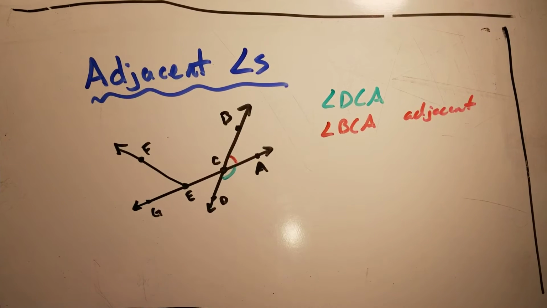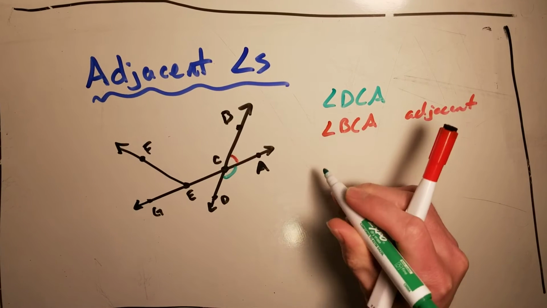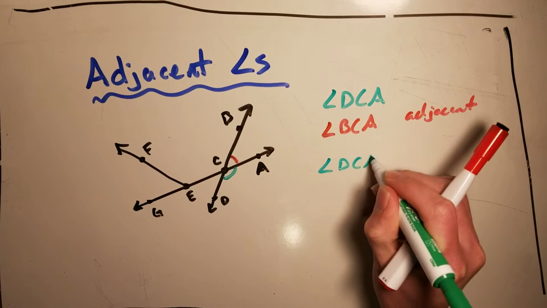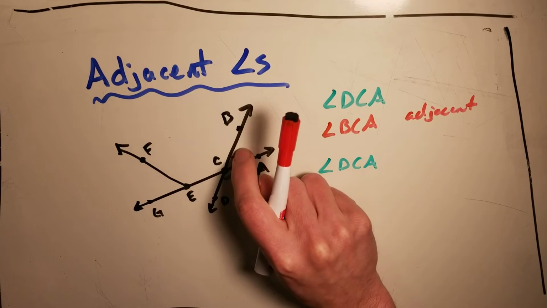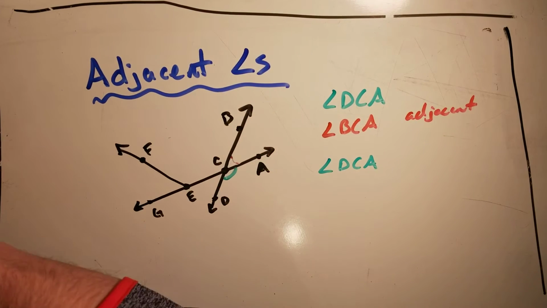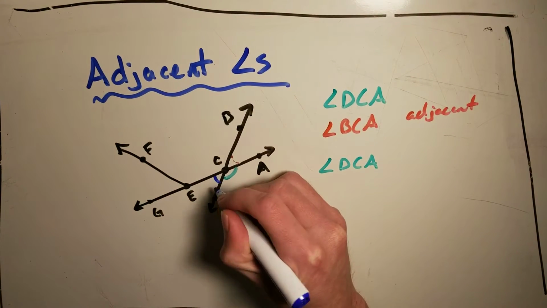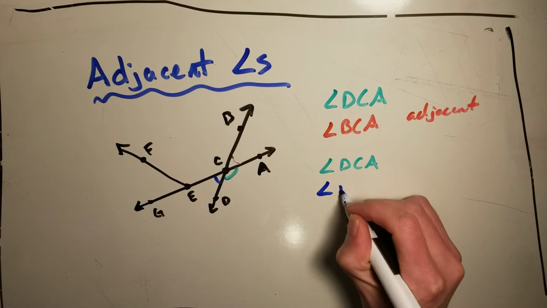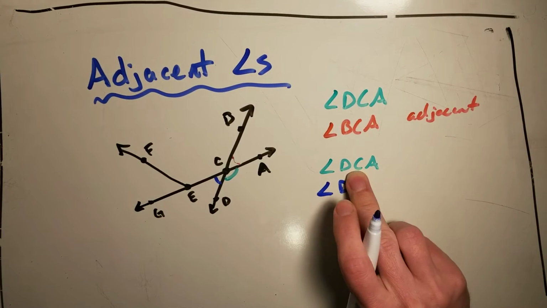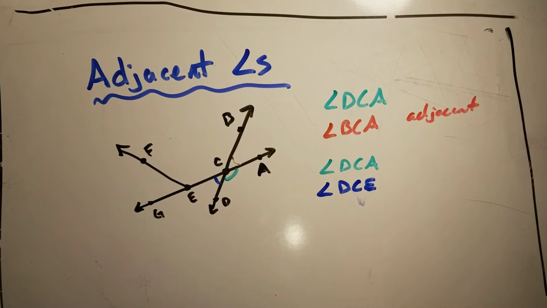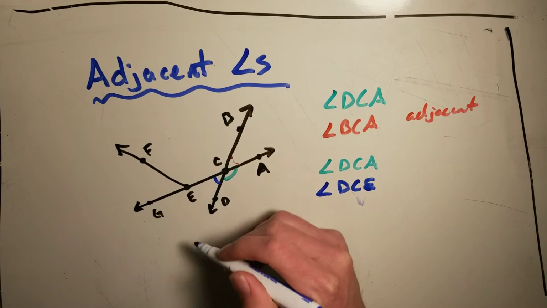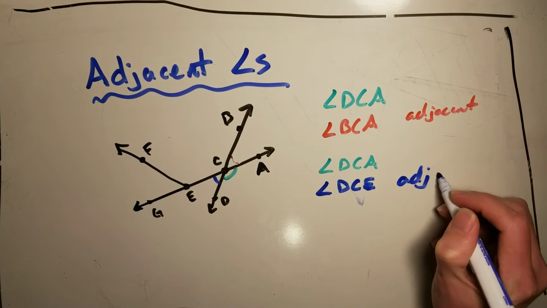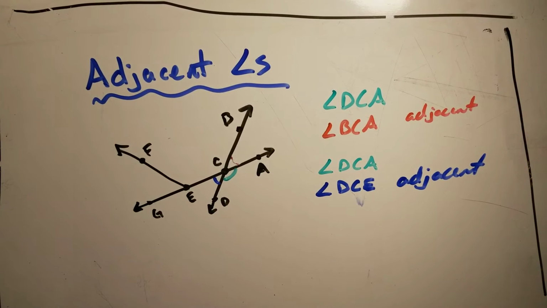And there's also another pair. So our original angle is angle DCA. And let's say we're not looking at this angle anymore. Another adjacent angle to DCA here we'll see is angle DCE. Ooh, DCE. Vertex should always be in the middle when naming. And these are adjacent. They have the common vertex of C, and they share the ray CD. So these are adjacent as well. And we'll find one more pair here.